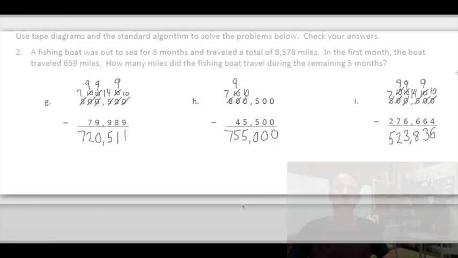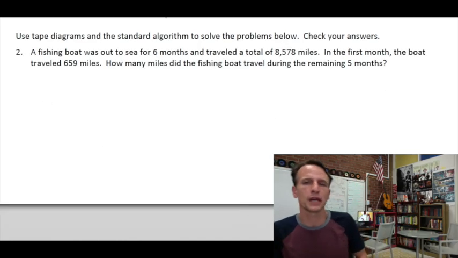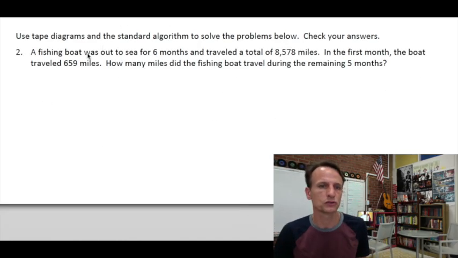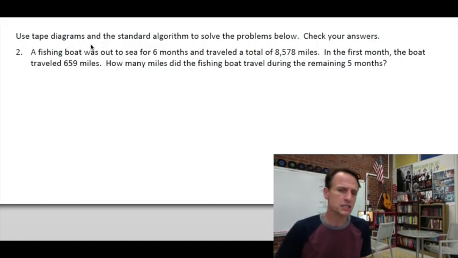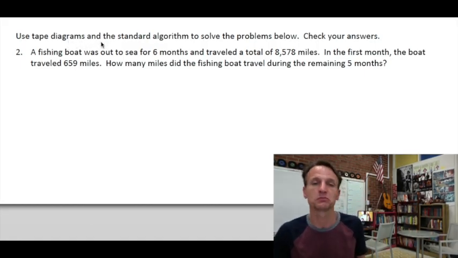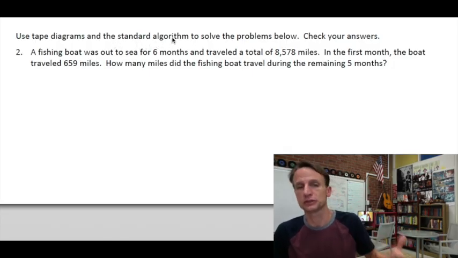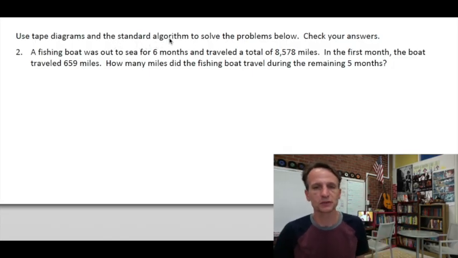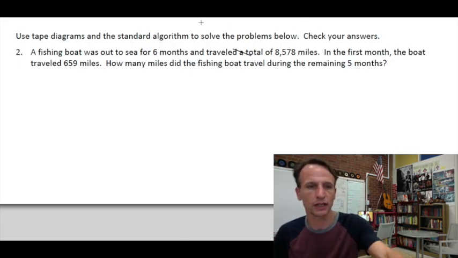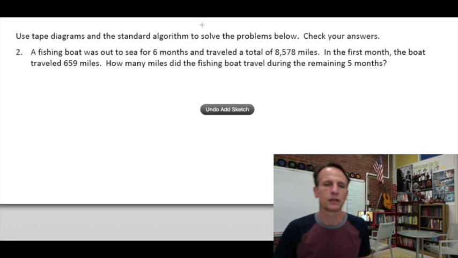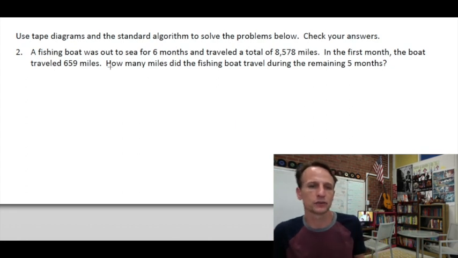Let's move on over. And for these word problems, we have the same directions that should look familiar by now. To use tape diagrams, we're going to do that, and the standard algorithm, which is the usual way of figuring things out to solve the problems below, and we will check our answers. Okay, so let's do that. Let's read this first one here.